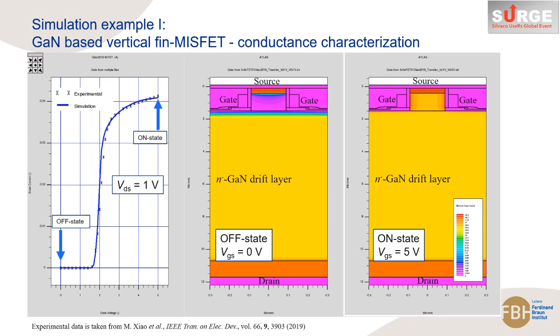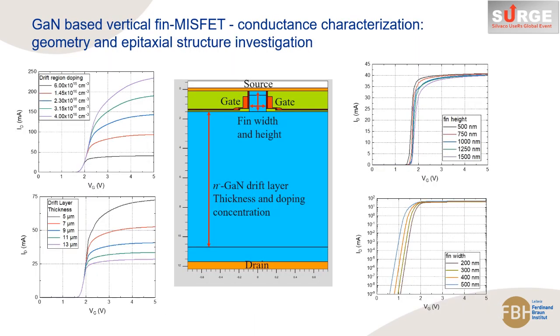On the right side, the device electron concentration cross-section under off-state and on-state is shown. At off-state, the gate voltage is 0 volt, and the fin and the drift layer top side are depleted. At on-state, the gate voltage is 5 volts, and the fin is conducting through the drift region to the bottom side drain.